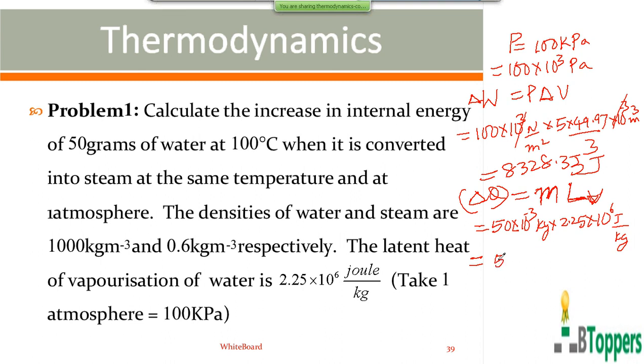That is 5 into 2.25 into 10 power 4 joules. You can simplify it further. You get delta Q and delta W also. Then you can apply first law of thermodynamics.